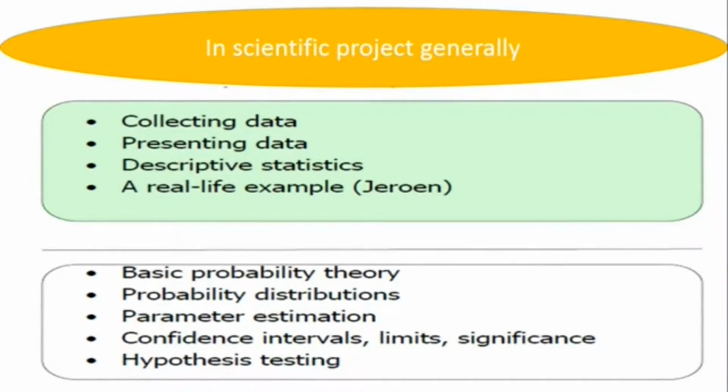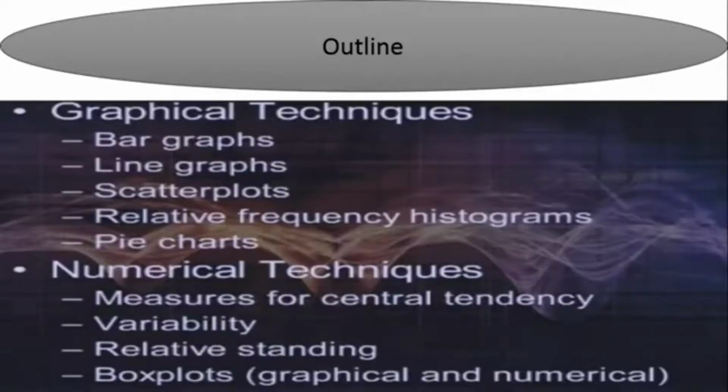For now, we just focus on descriptive statistics, which goes no further than using graphics, means, and coefficients in order to analyze your data. The outline of this tutorial video is to use graphical techniques such as bar graph, line graph, scatter plot, relative frequency histogram, and pie chart, as well as numerical techniques such as measures of central tendency, volatility, relative standing, and box plot, which is a particular descriptive statistics tool that is at the same time graphical and numerical.